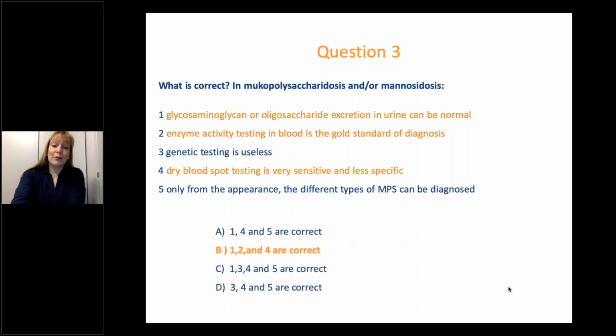Okay, what is correct? For sure, glycosaminoglycans and oligosaccharides excretion in urine can be normal. This is what I explained, that it is only a screening test and not a confirmation of diagnosis. The enzyme activity testing in blood is the gold standard. This is correct as well. Genetic testing is useless, is a stupid sentence for sure. And dry blood spot test is very sensitive, but less specific and need a confirmation of diagnosis. This is correct. And it is totally wrong that only from the appearance, the different types can be diagnosed, even for an expert. It is impossible.